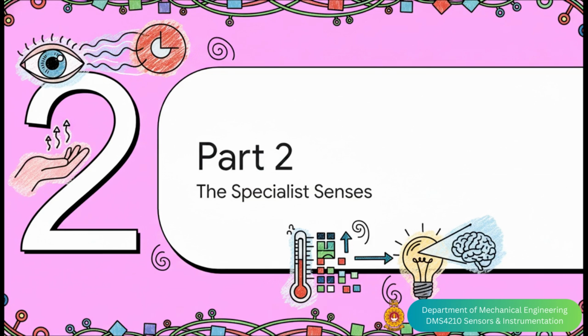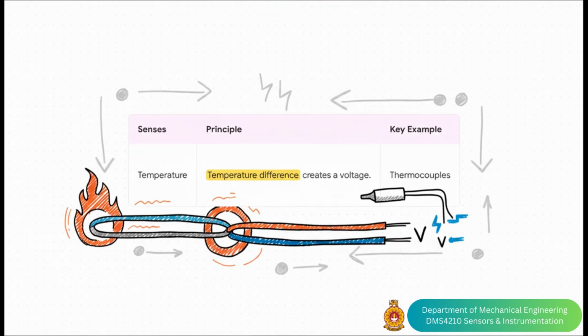Think of these next transduction mechanisms as more tailored, specialized tools, each one designed to convert a very specific type of energy, like heat or light, into data we can use. First up for the specialists is thermoelectric transduction. This uses a really clever physics trick.